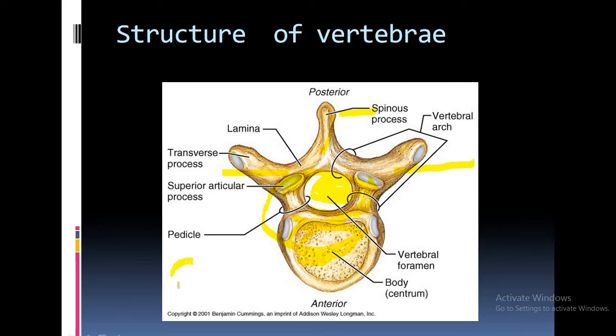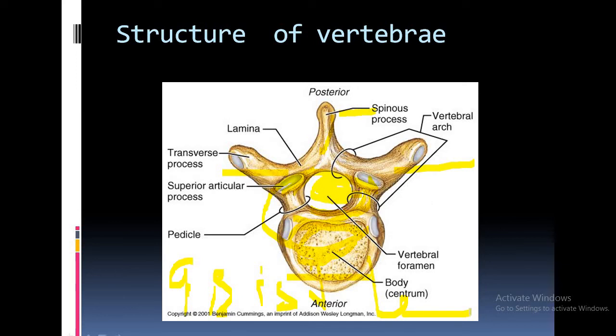In between the two vertebrae there is a cartilaginous pad-like structure known as gristle, G-R-I-S-T-L-E. What is the purpose of this gristle? This gristle will act as a cushioning pad between the two vertebrae. It will reduce friction and help in the bending and stretching movement of the vertebral column. This gristle is also known as the intervertebral cartilaginous disc or intervertebral cartilaginous pad.